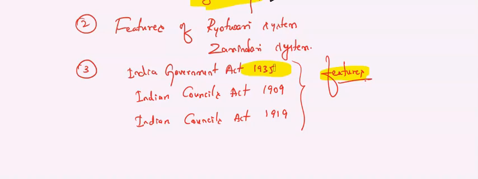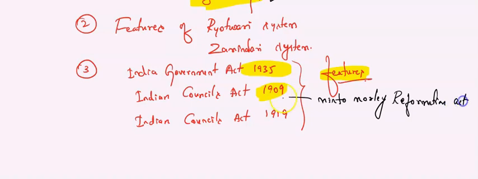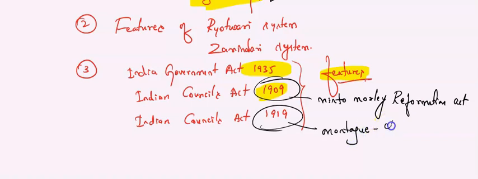And similarly, instead of 1909, they can give you the question, briefly explain Minto Morley Reformation Act. Minto Morley Reformation Act is nothing but 1909. Indian Councils Act of 1909 is also called the Minto Morley Reformation Act. Similarly, instead of asking Indian Councils Act, they can give you the question like briefly explain Montague-Chelmsford Reformation Act.